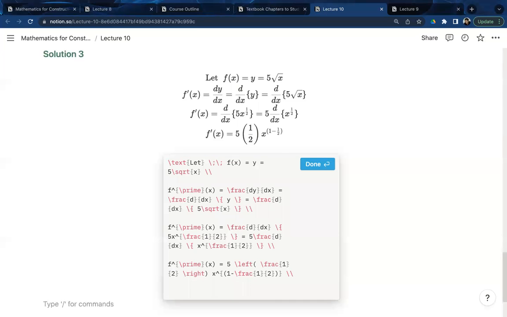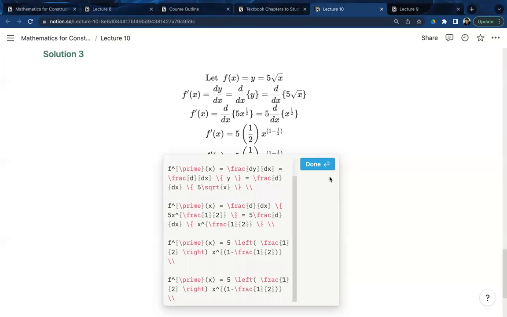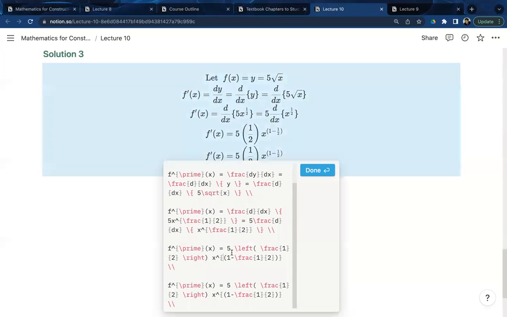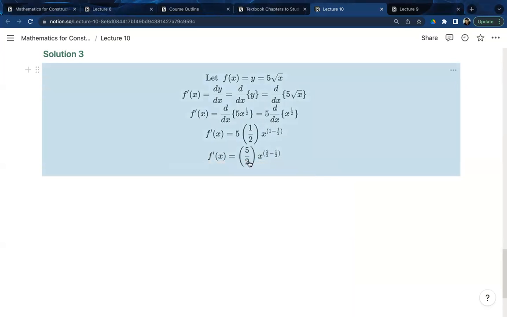Now it's just algebra. If you notice, differentiation done. It's just algebra now to simplify this. So this is 5 over 2. Take out the 5. And 1 minus 1 over 2. 1 is what fraction over 2? That's 2 over 2. All right, so it's 5 over 2 x to the power 2 over 2 minus 1 over 2.